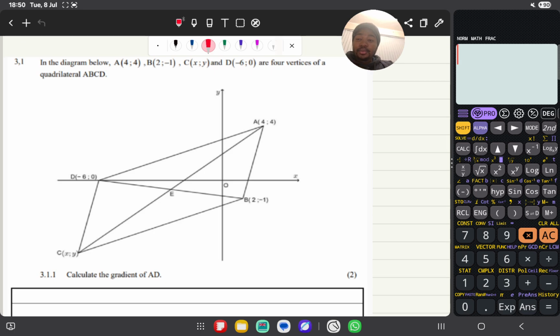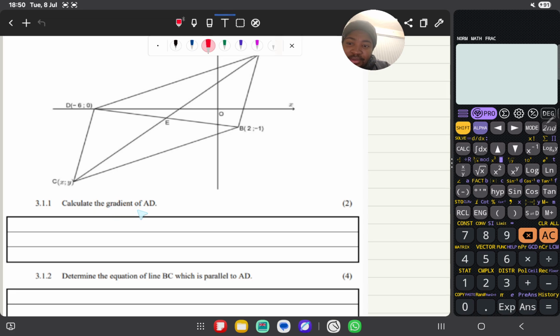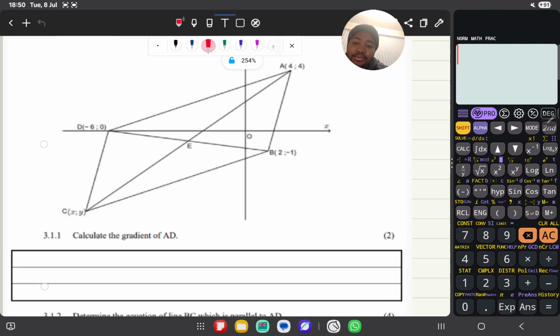So you have your diagram. They told you all the points, and that all these corners make up a parallelogram. We have it there, right? Then they say calculate the gradient of what? The gradient of DA. So here's DA, and we're going to find the gradient of DA.